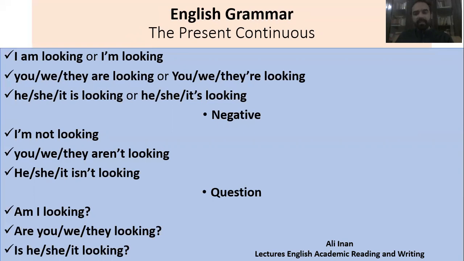For an interrogative sentence, we'll be using the present tense form of the verb be before the subject. For example, am I looking? Are they looking? Or are we looking? Or are you looking? Or is he looking? Is she looking? Or is it looking?